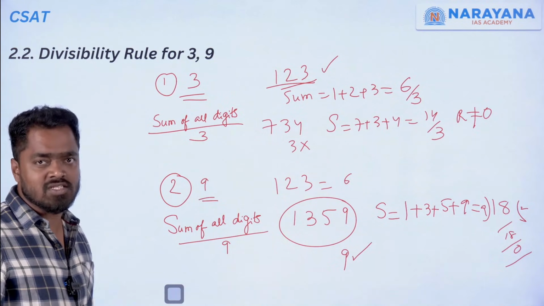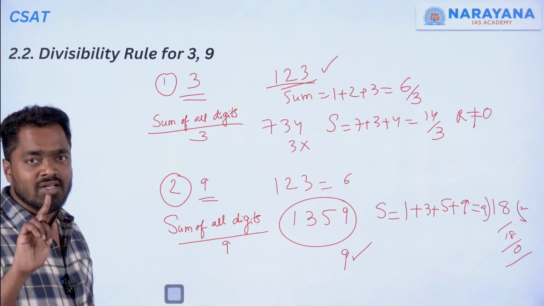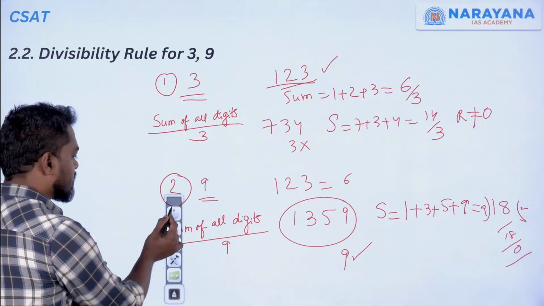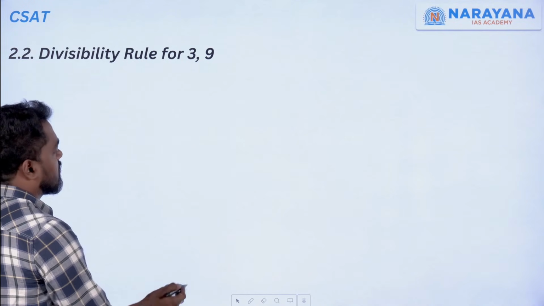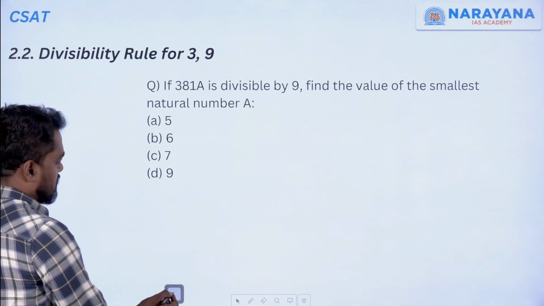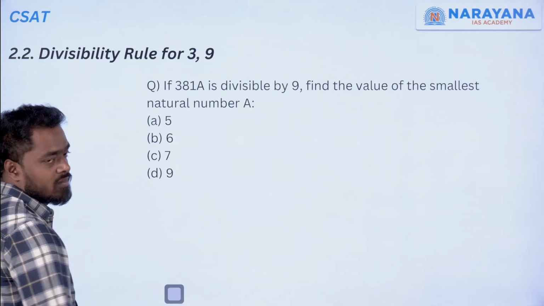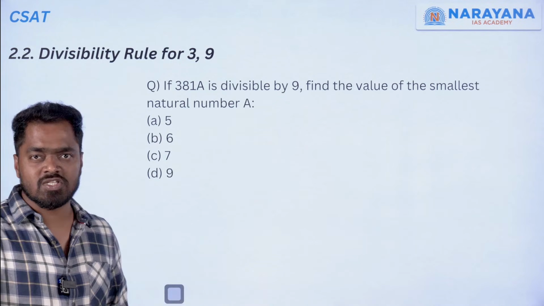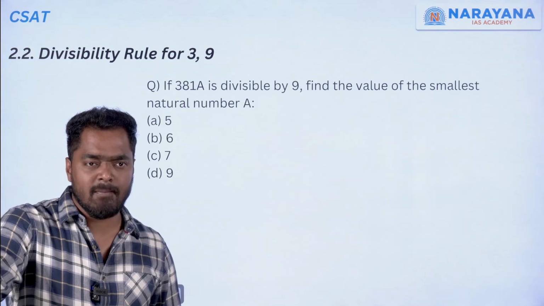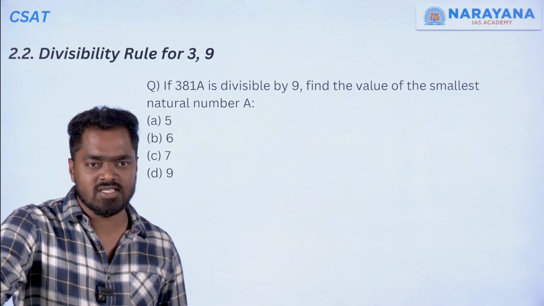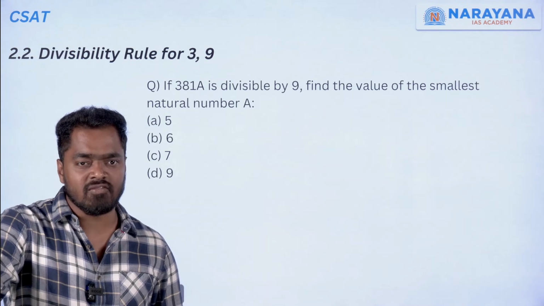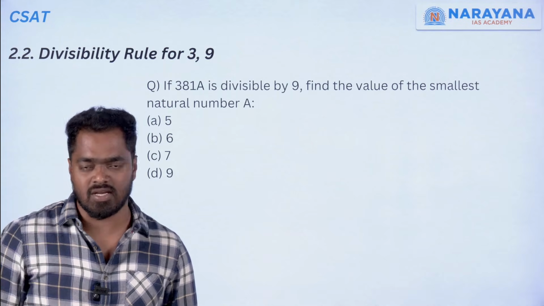Now let's try to solve some questions on the divisibility rules of 3 and 9. So try to solve this question. The question reads: if 381a is divisible by 9, find the value of the smallest natural number a.